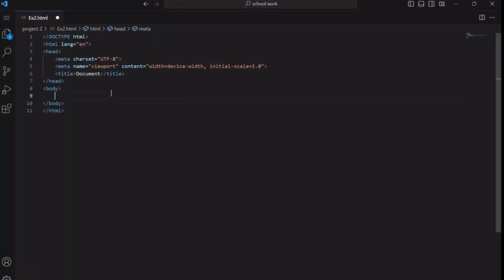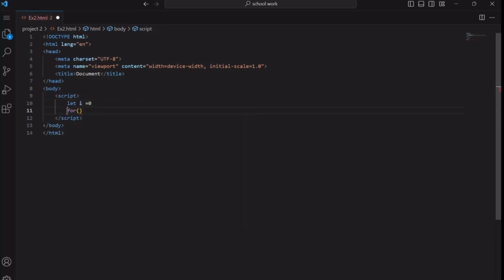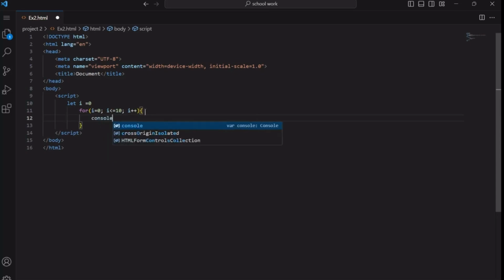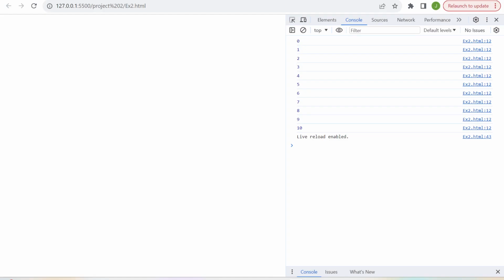For this example, we'll use I as a counter. So we first set I to 0 and then create a for loop. In the for loop, if I is greater than 0 but less than or equal to 10, then I plus plus. Now, as we show it in the console log, which we open up here, we could see that 0 is counted to 10, increased by 1 each time.